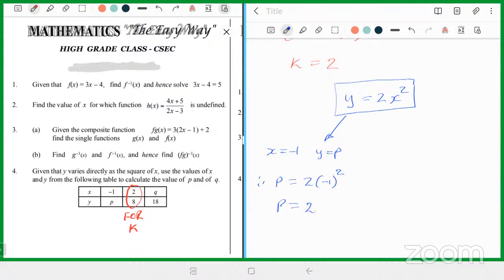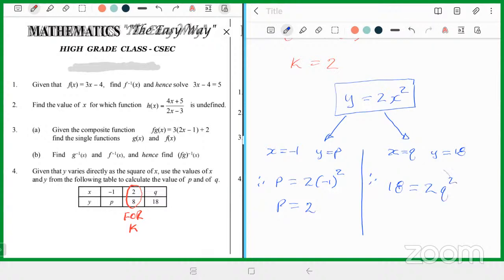I'm going to use the formula on the other pair, which is when x equals q, y equals 18. Again, I'm going to plug these values in this formula to find out what q is. And so I'm saying, therefore, the y value is 18 right there. So I'm going to write 18 is equal to 2 times the x value, which is q. In this case, the x is q, so I'm going to write q squared.